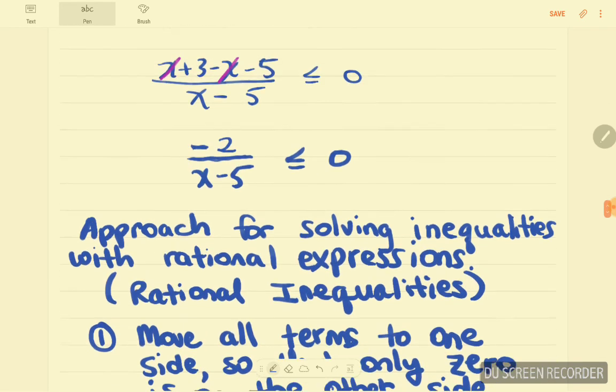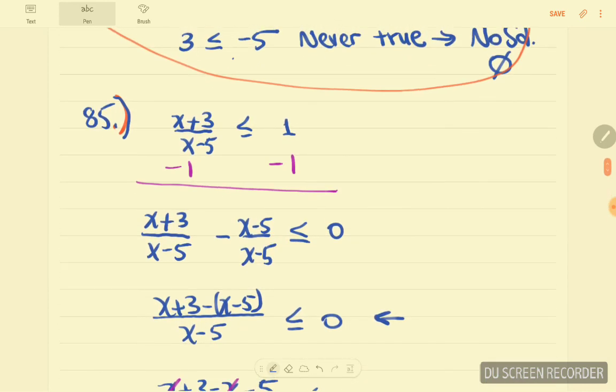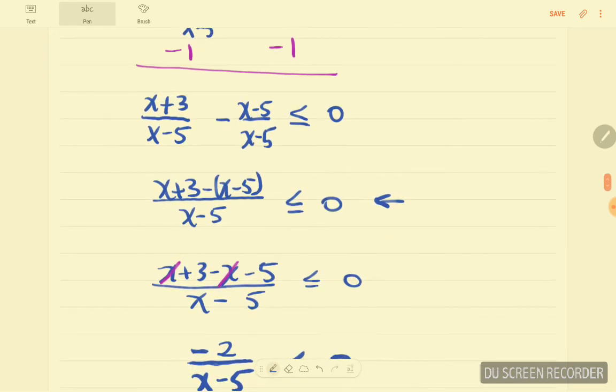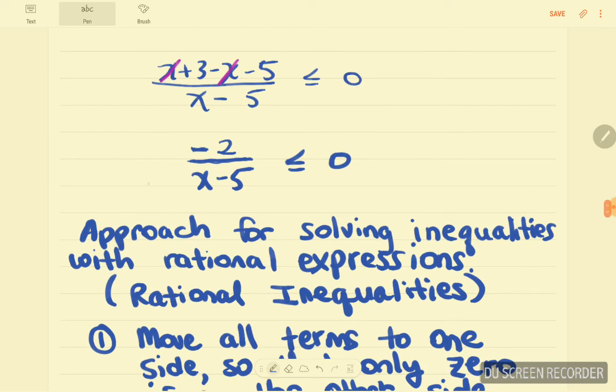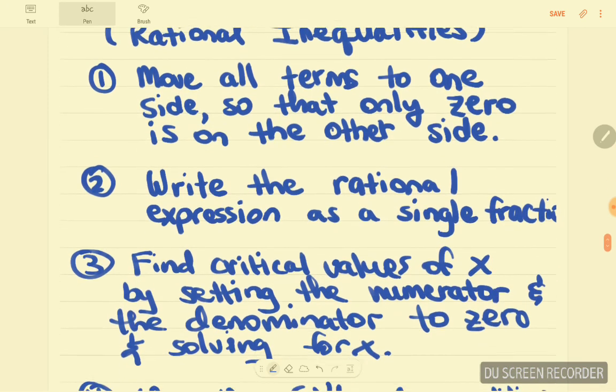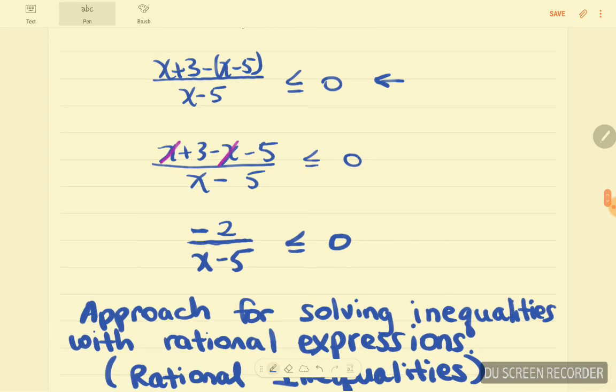So going back to the problem I was working on, number 85, notice what I did. Number 1, I moved all the terms over to one side, and on the other side is 0. Then I rewrote my rational expression as a single fraction, right? That was step 1 and step 2, and now I'm ready for step 3, which is to find critical values of x. So step 3, I would set both the numerator equal to 0 and the denominator equal to 0 and solve.